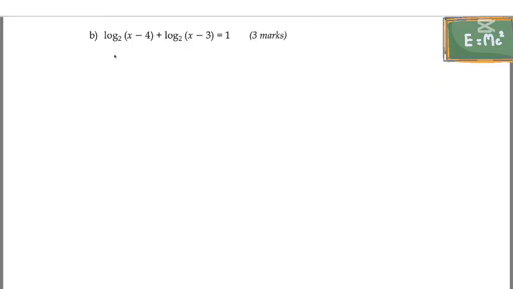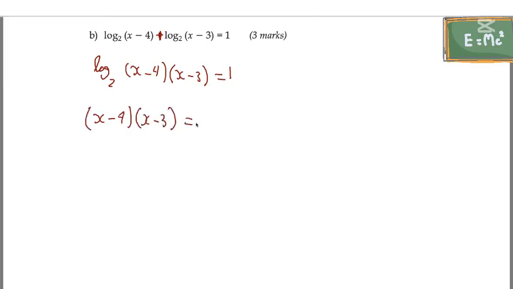So here's one, it says log base 2 of x minus 4 plus log base 2 of x minus 3 equals 1. So here, the first thing you need to do is combine the logs. So you have log base 2, and since it's addition right here, you change this into x minus 4 times x minus 3, equals 1. Now, you see this is the base of the log. You go the base to the power of 1 equals all of this to get rid of the log. So once you do that, you're going to get x minus 4 times x minus 3 equals 2 to the 1.